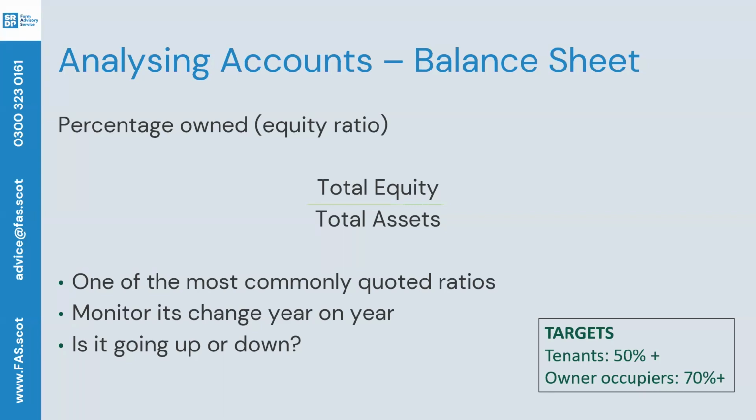If you're a tenant farmer, we're generally looking for that to be 50% plus. If you're an owner occupier of your farm, given the values that you have and not having to pay as much rent, we would hope for that to be 70% plus.